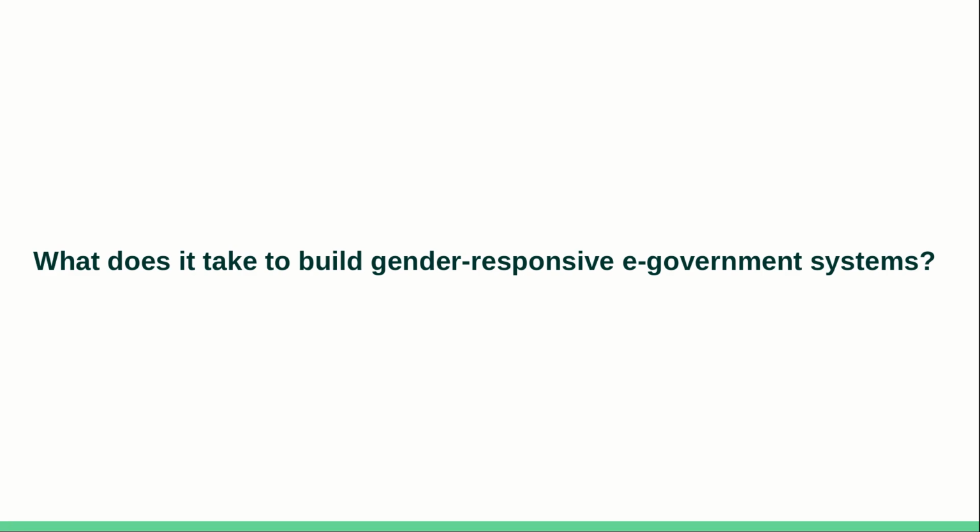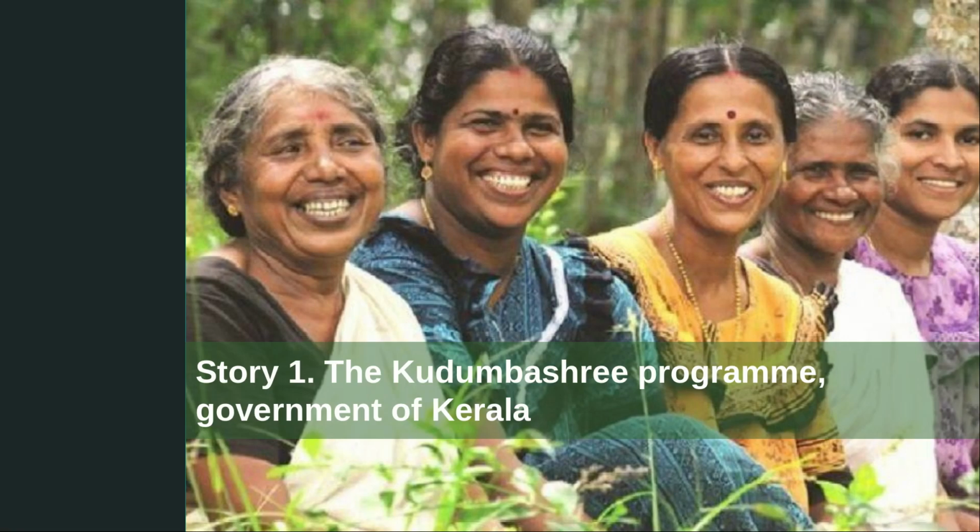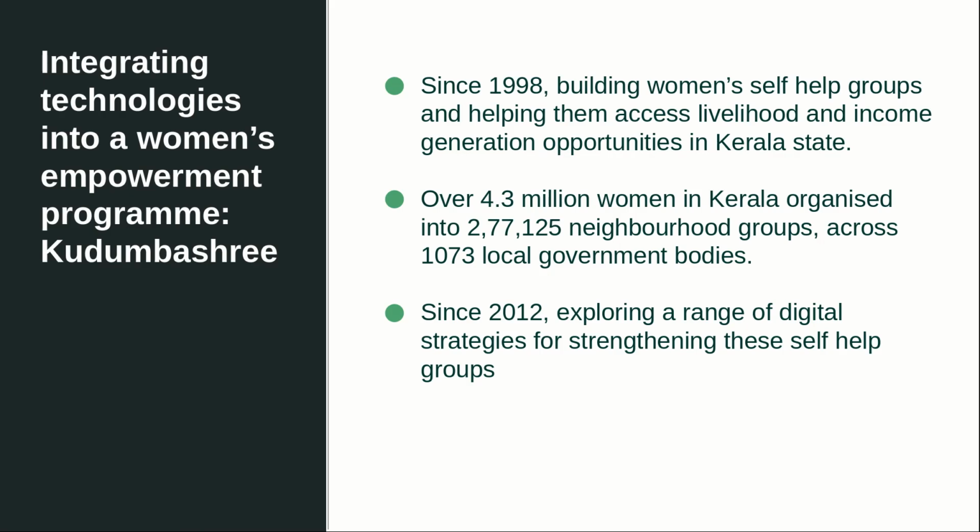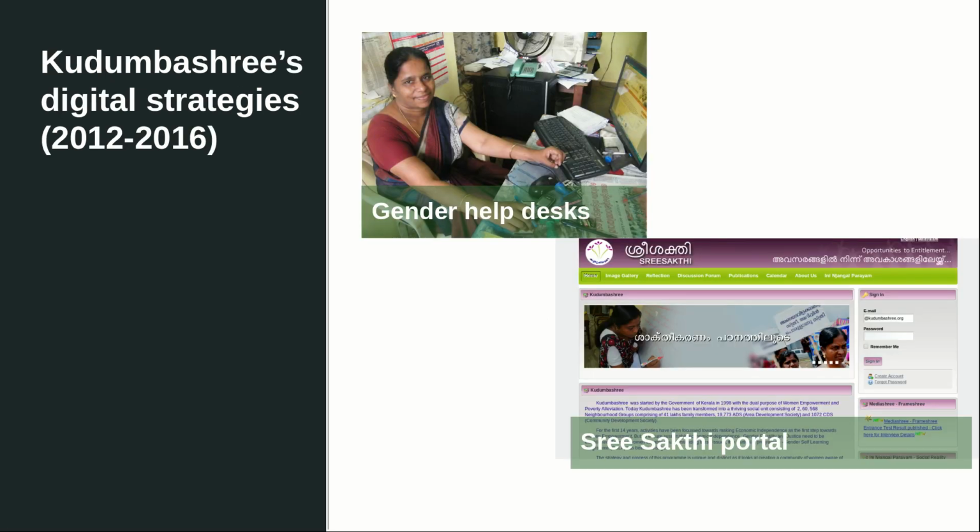So what does it take to build gender-responsive e-government systems? I'd like to look at two instances which tell us certain important insights. The first is about the Kudumbashree program of the government of Kerala. Kerala is a state in southern India. The Rural Development Ministry of the state government of Kerala has built a very significant program for women, called Kudumbashree, where self-help groups of women come together in different neighborhoods and work closely with local government bodies. Kudumbashree's digital strategies have included gender help desks, which allow women to access online forms and online entitlements through a moderator who is available in each of the local government offices.